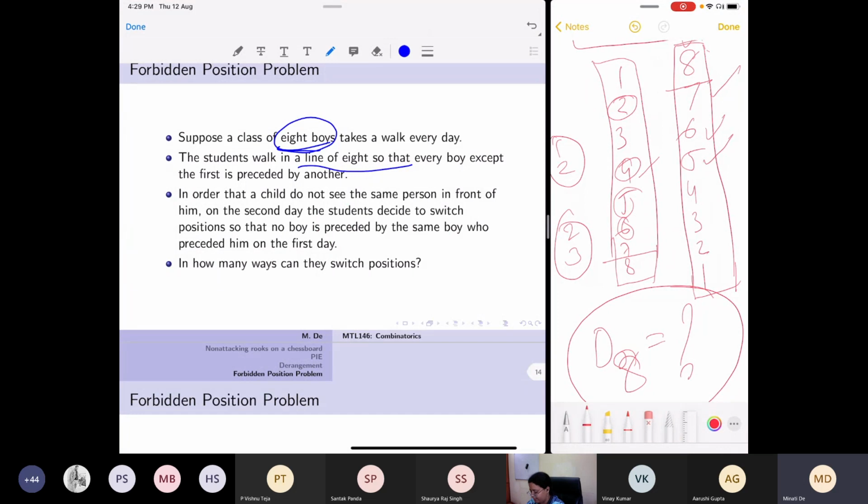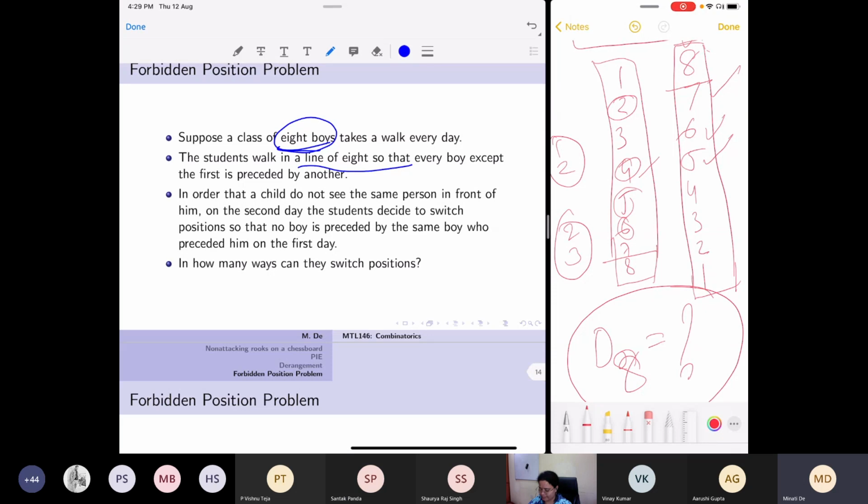1, 2 is forbidden. 3, 4 is forbidden. 4, 5 is forbidden. 5, 6 should not occur in your line. 6, 7 should not be there together. Similarly, 7 and 8 should not be together. Yes, can we relate it to D7?